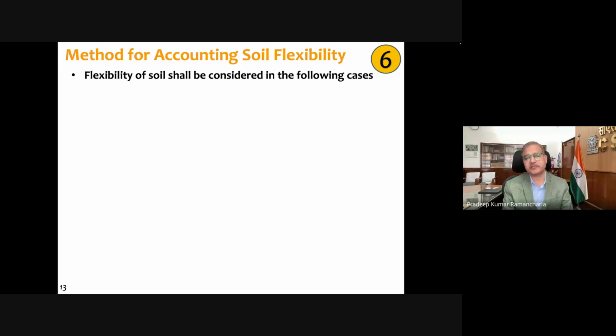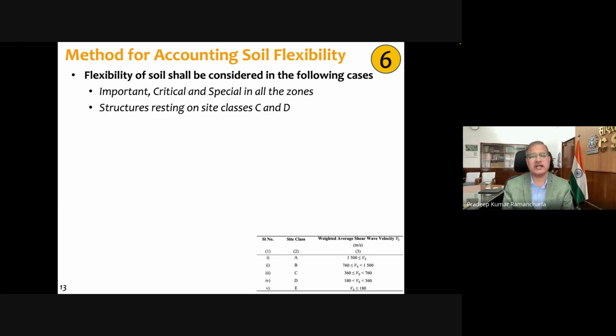Then coming to modeling of soil flexibility. Earlier this was not there. In most cases, it used to be fixed soil, that is a fixed base, meaning a rigid base was considered, but now it is no more the case. Soil flexibility has to be considered for important, critical and special structures in all the zones, and for all the structures resting on or in site class C and D.